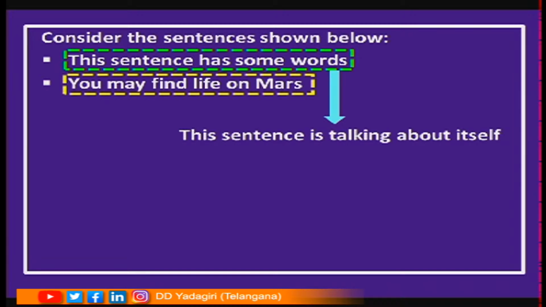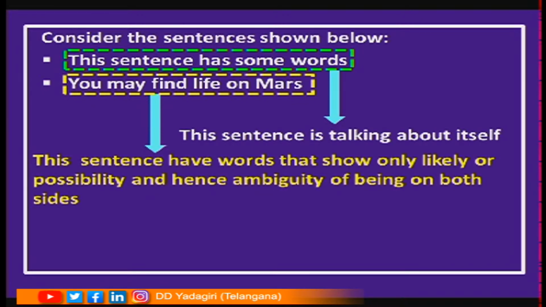Now, whereas if you consider the second sentence, you may find life on Mars. Now, what does it convey, children? Yes. So, this sentence has words that show only likelihood or possibility. That means what? There may be life or there may not be life on Mars. Hence, we see some ambiguity in this statement, isn't it, children?